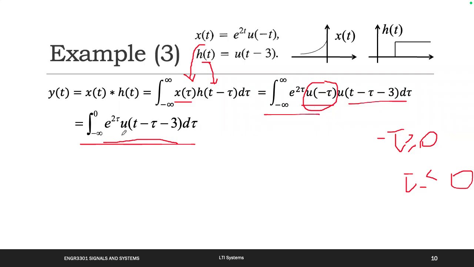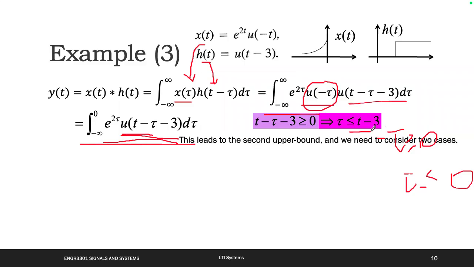Okay, for this term, what should we do? We should let t minus tau minus 3 be greater than or equal to 0, and then this term should be 1, otherwise it will be 0. That makes sense to you? So our tau should be smaller than or equal to t minus 3. Here, this is the other upper boundary, am I right?